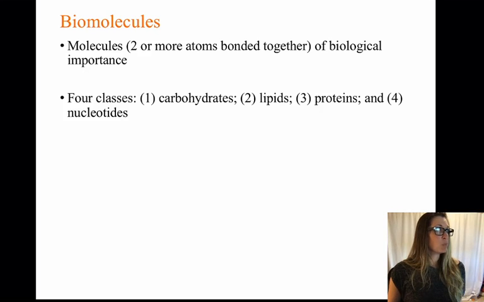Today, moving on, talking about biomolecules. These are molecules of biological importance.